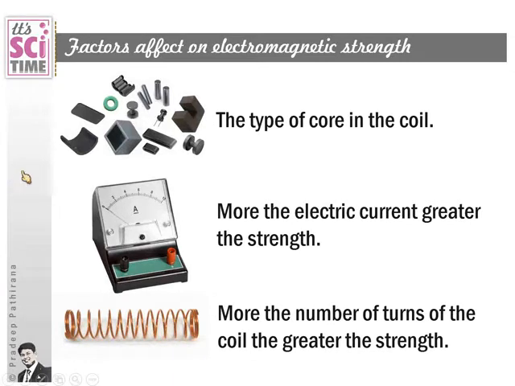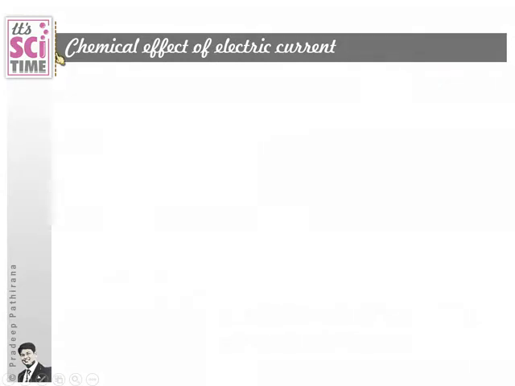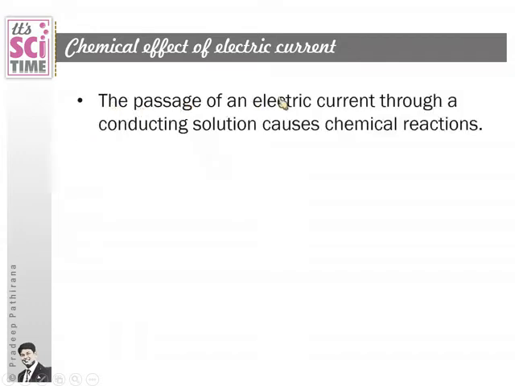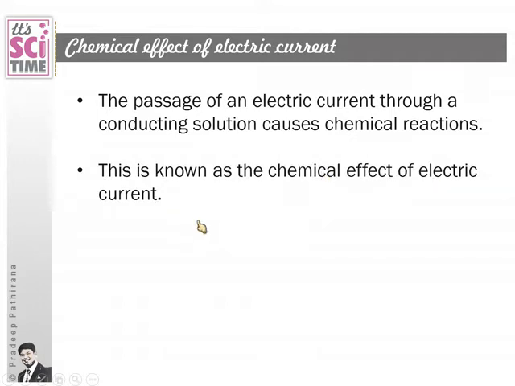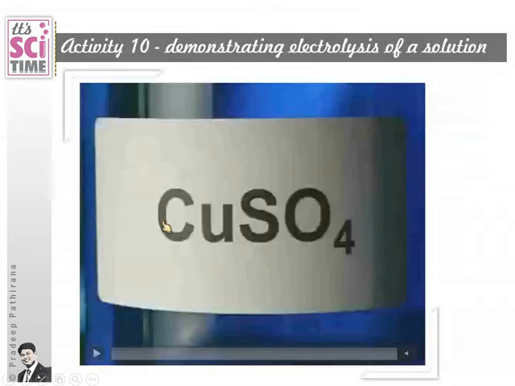Next, let's move on to the next chapter, the chemical effect of electric current. What does it mean? Look at this. The passage of electricity or electric current through a conducting solution causes chemical reactions. Conducting solutions means the electrolytes, and we will see some conducting solutions hereafter. That means supplying electricity to the chemicals, we can make reactions, and that effect is the chemical effect of electric current. Again, let's move on to an activity here.